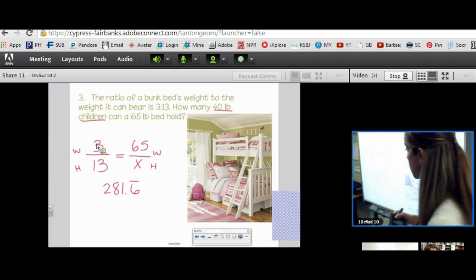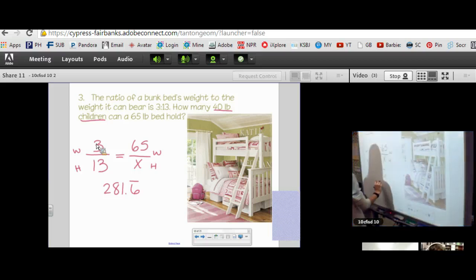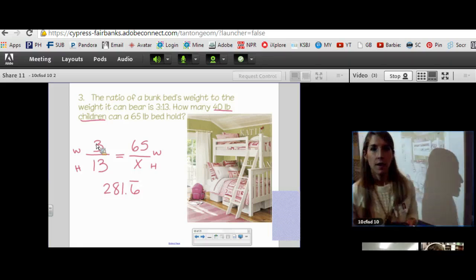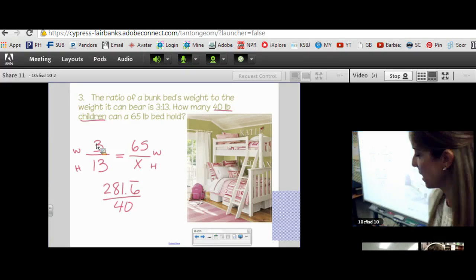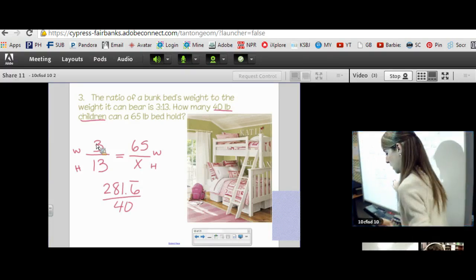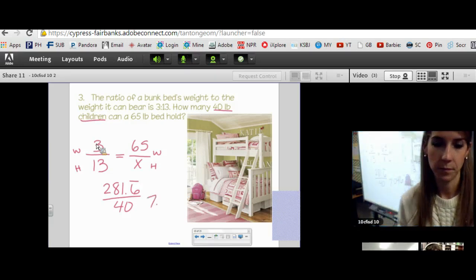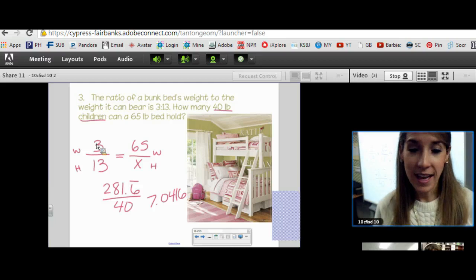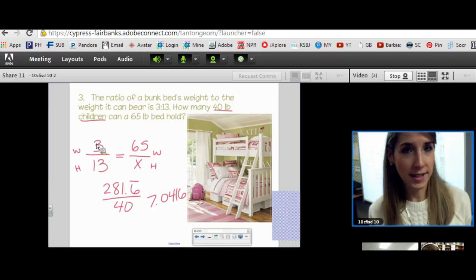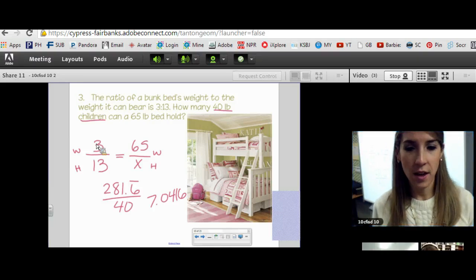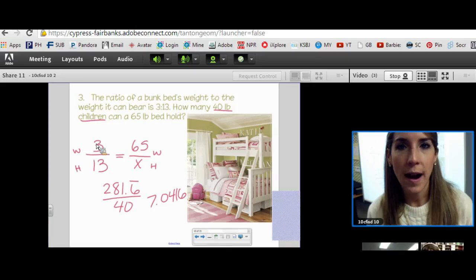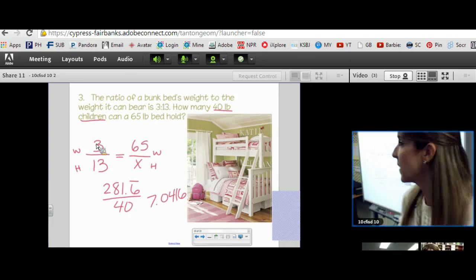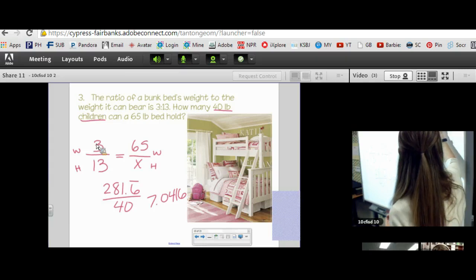Each kid is 40 pounds about. That's their average. So we're going to see how many 40-pound kids can hang out on this bunk bed. So we're going to divide it by 40, and we get 7.0416 repeating. So we're not going to put 7.04 kids because you can't have a 0.04th of a kid, right? So we want to be careful that on this problem we never round up, okay? The answer is 7 children. You were right.